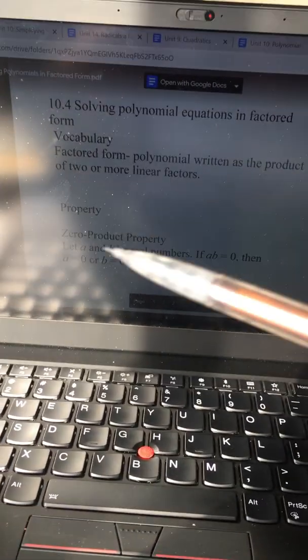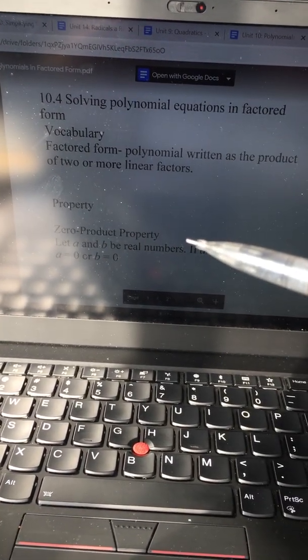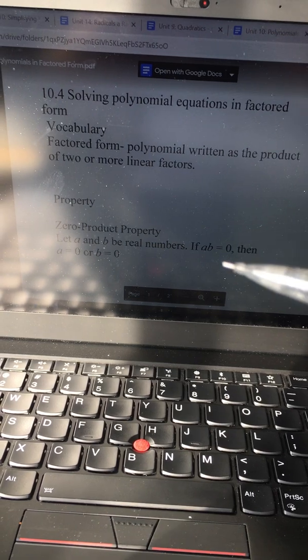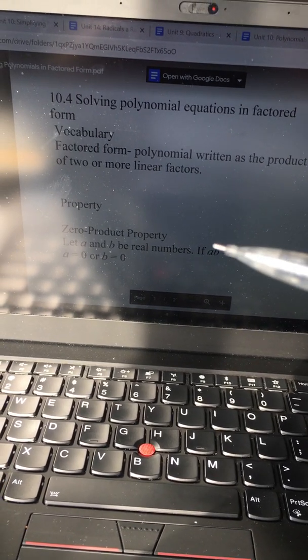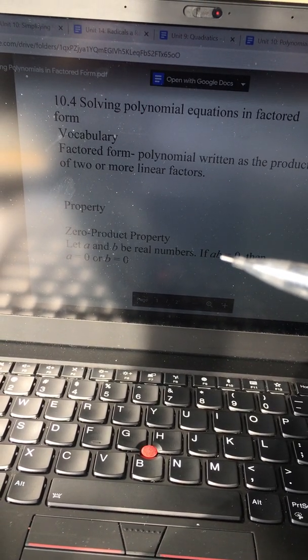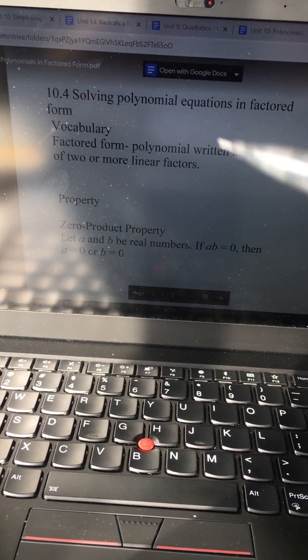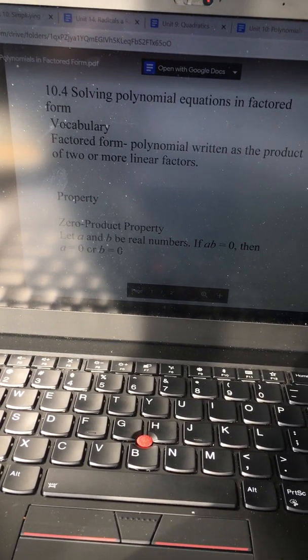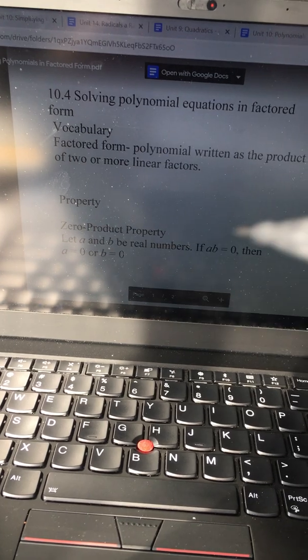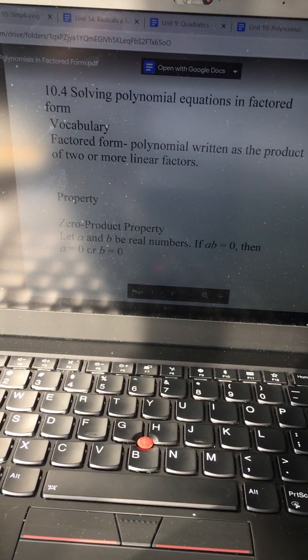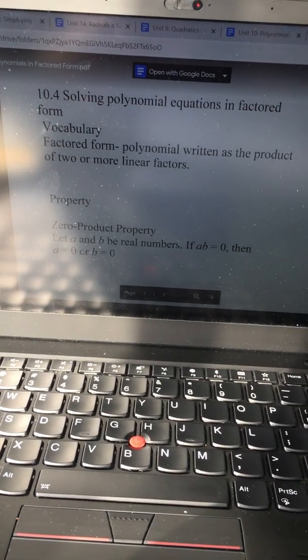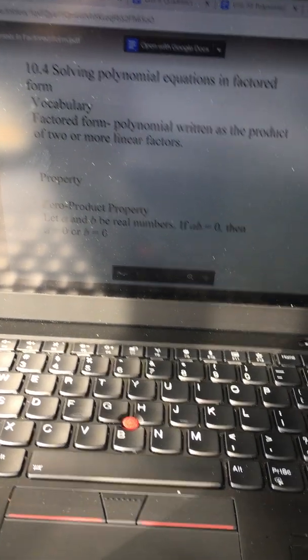We use this property called the zero product property, which says if your equation is equal to 0, if you have two things being multiplied, two factors being multiplied, and they're equal to 0, then one of these two numbers has to be equal to 0. So we use this property to get us through our examples for today. So let's get started with those examples.